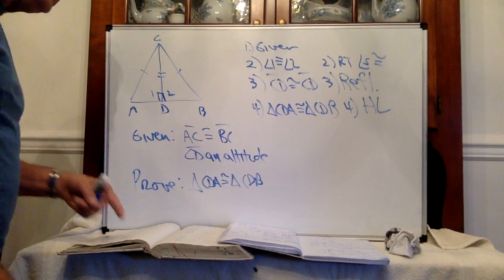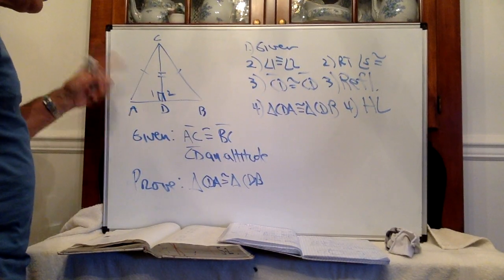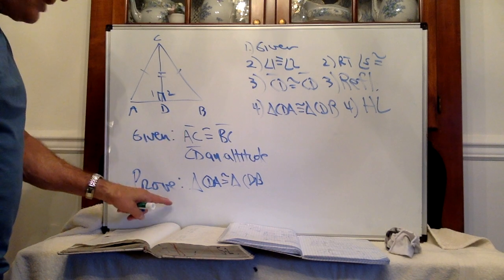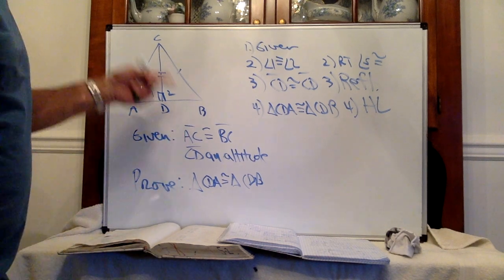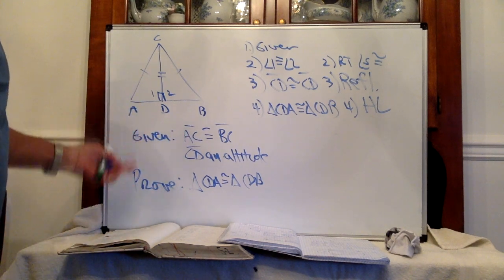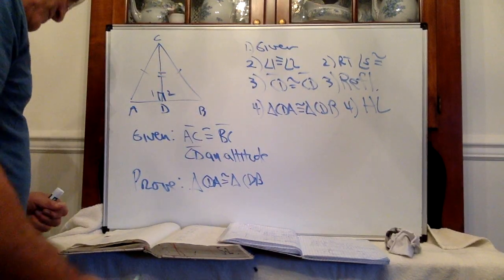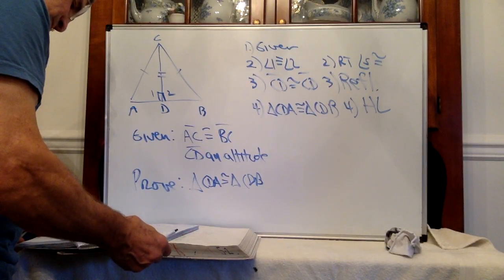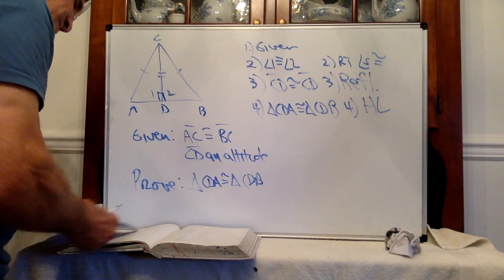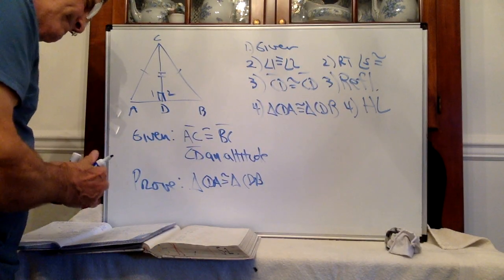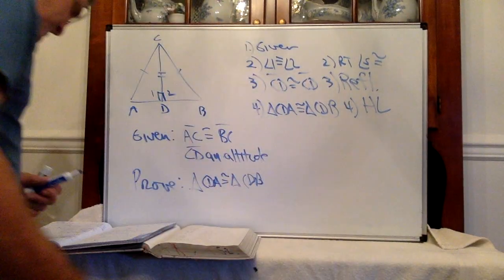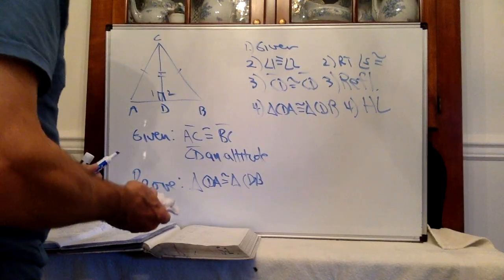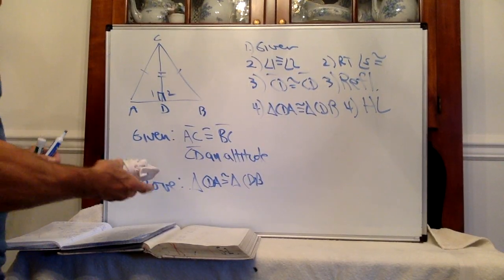So you have taken that statement, turned it into a figure, labeled the figure. You have listed your given and your proof statement in terms of the figure you have drawn and labeled. Then we did our proof. And that is that, number 5. Everybody good? Okay. Number 10.